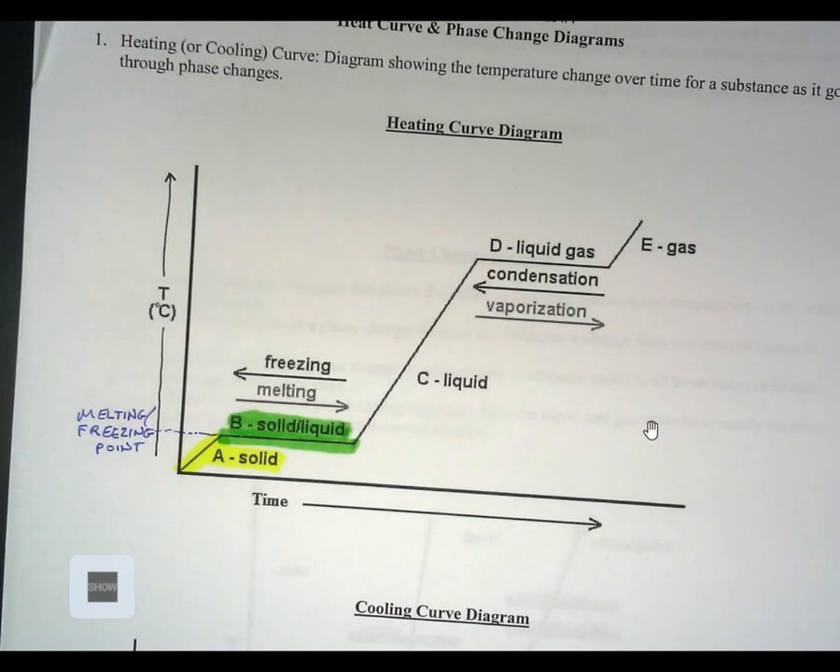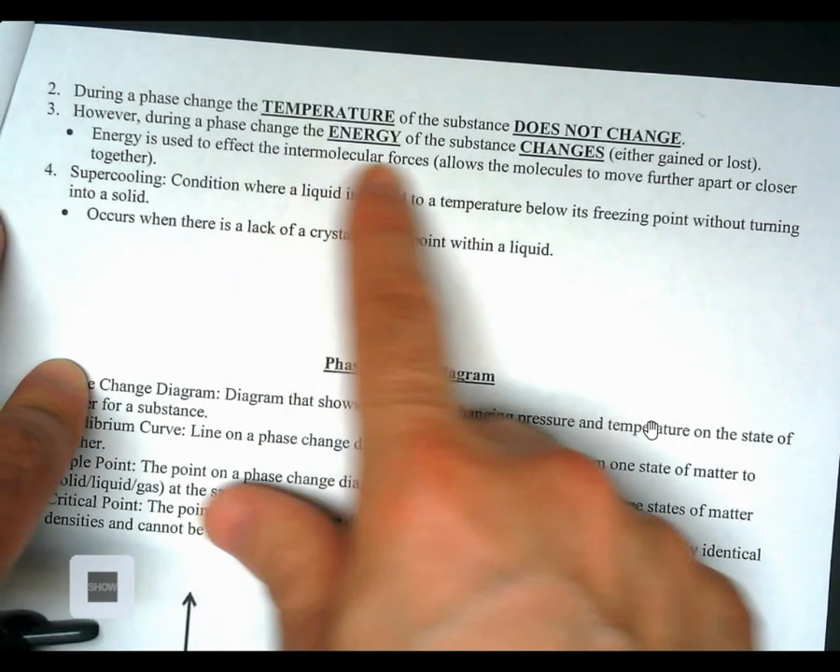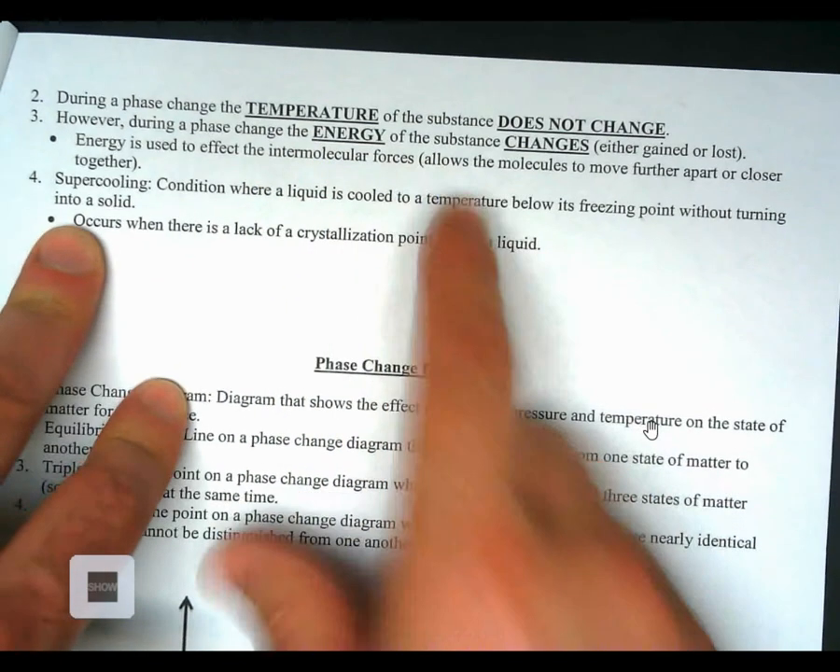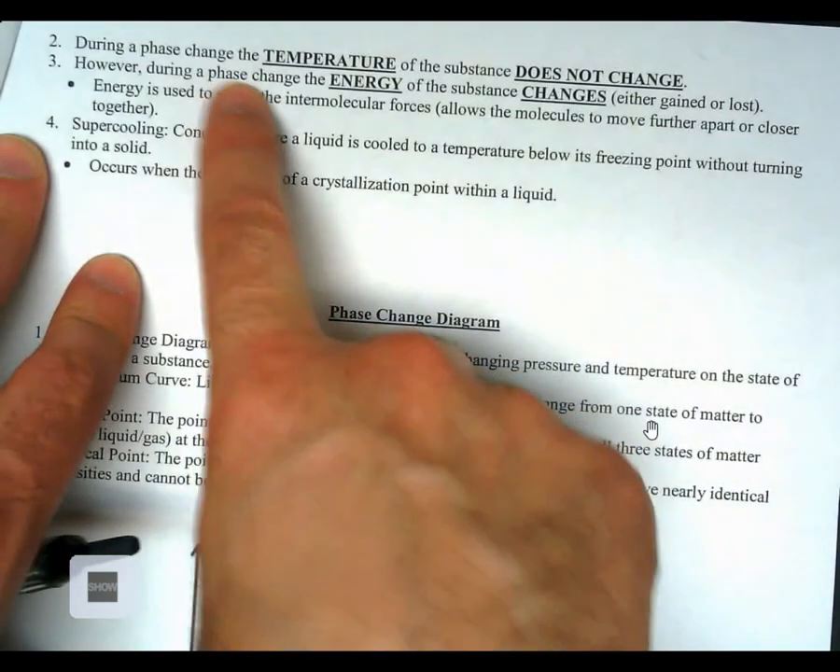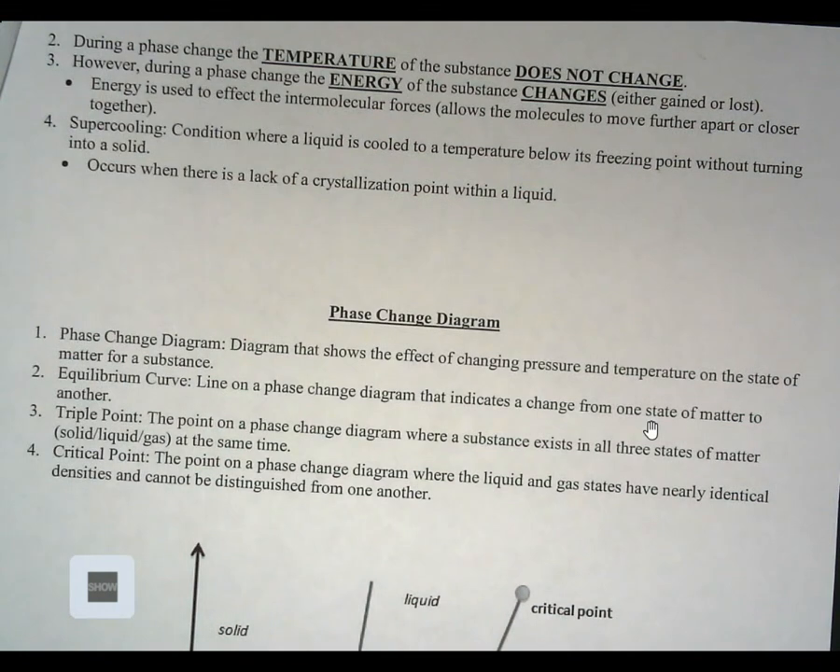I'll say that again. During a phase change, the temperature does not change, but energy is still being added if we're on a heating curve, or it'd be taken away if it was on a cooling one. That energy is being used to pull the molecules further apart, or if it's losing energy, it causes the molecules to go closer together.